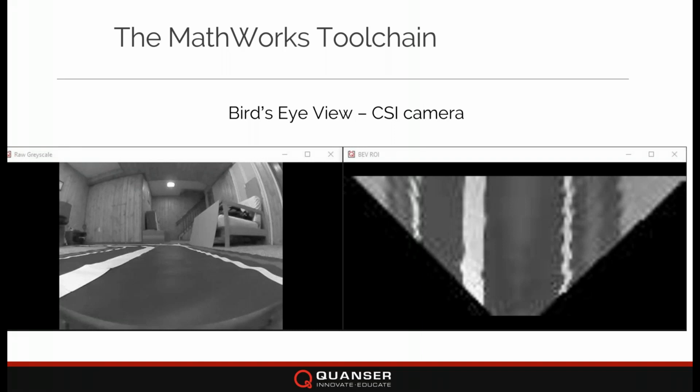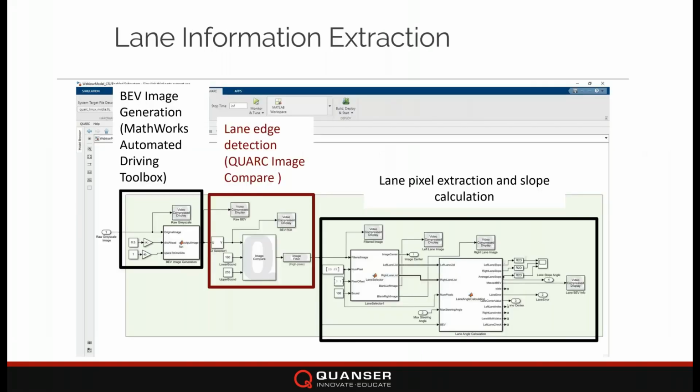So how does this pipeline look in my Simulink model itself? What I've done is cascade this from my bird's eye view image generation using the Automated Driving Toolbox. This is then followed by the actual blocks that Quark offers, which in this case would be some lane detection using an image compare block, which allows me to just look at the edges in space. And then with some of my own logic in here, I figure out how to actually extract the slope of each of the individual lanes.